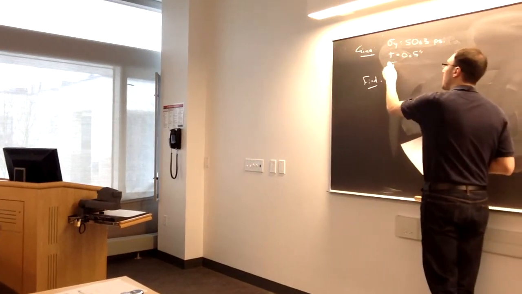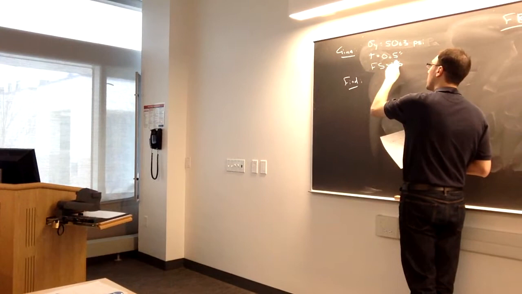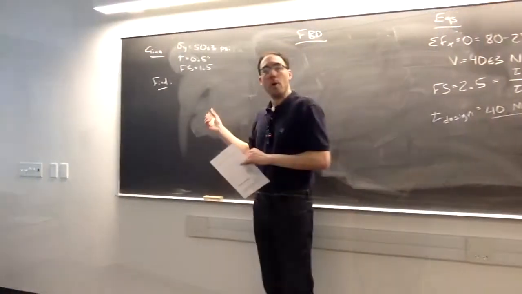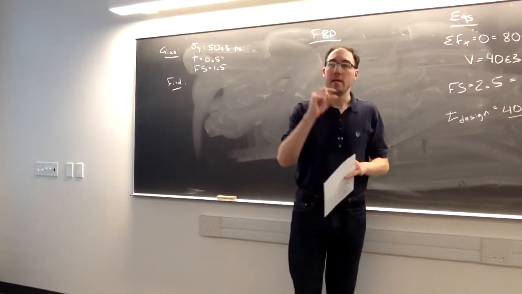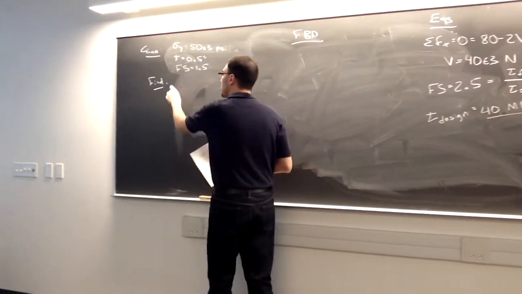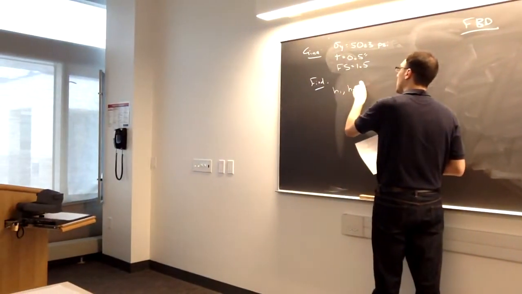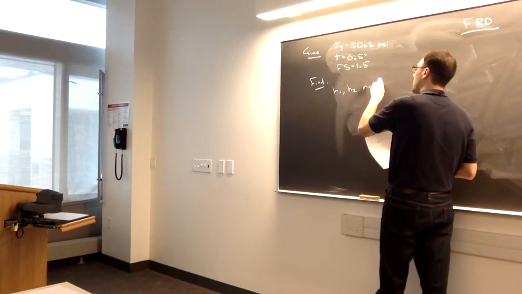We want a factor of safety of at least 1.5 in our material. We want to find, for each section of this, how thick it has to be, H1 and H2, to the nearest eighth inch.